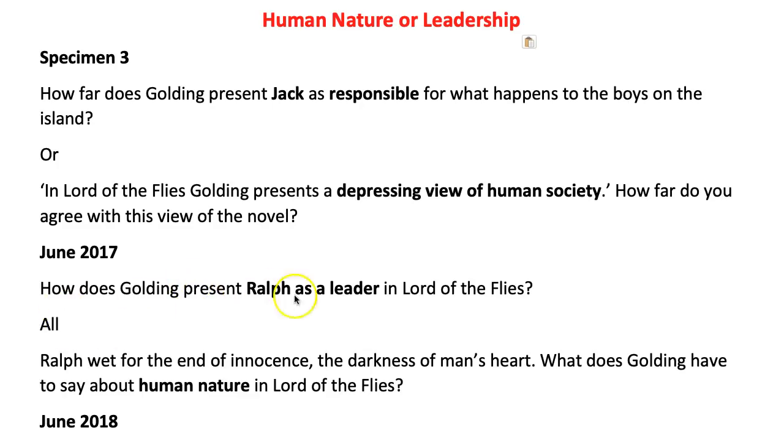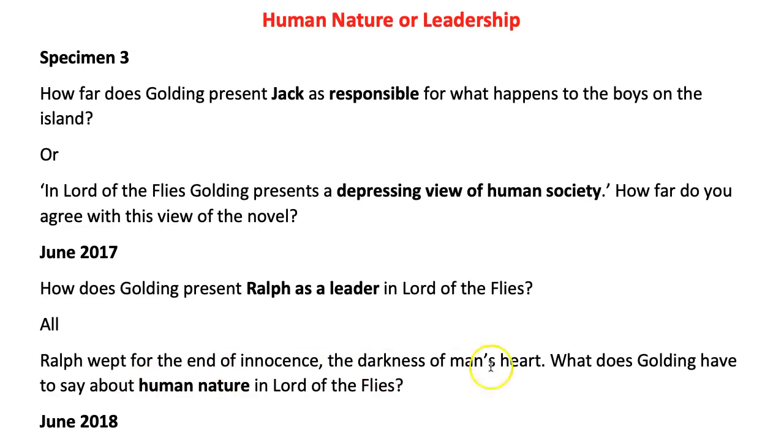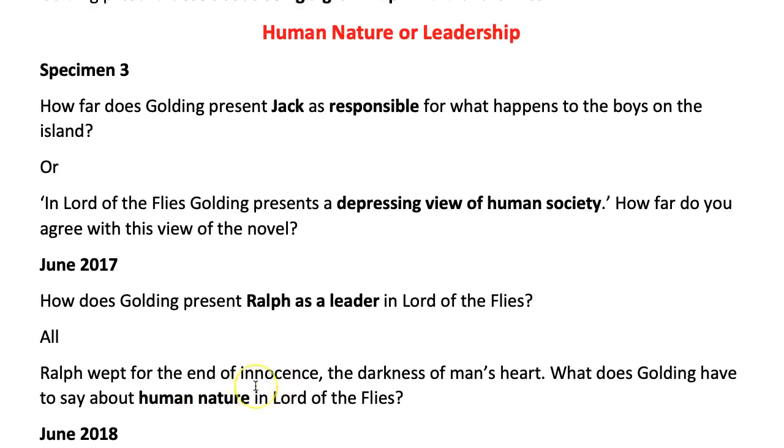How does Golding present Ralph as a leader in Lord of the Flies? All right, that is a question about leadership. Next, this is 2017, sorry, and then: Ralph wept for the end of innocence, the darkness of man's heart. What does Golding have to say about human nature? Oh, there it is again, thank you very much, in Lord of the Flies.